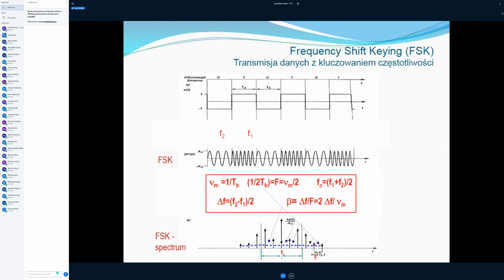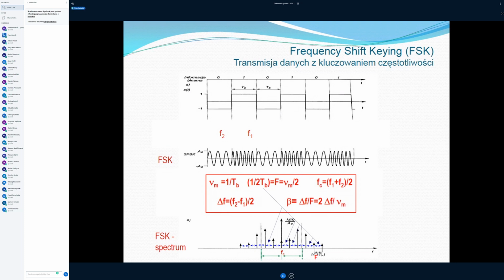So for example, in my example, when I said that this is the frequency of 100 and this is the frequency of 200, the difference is 100. And if we had the bit rate of 100 bits per second, we would have a modulation index equal to 1. Equal to 1.